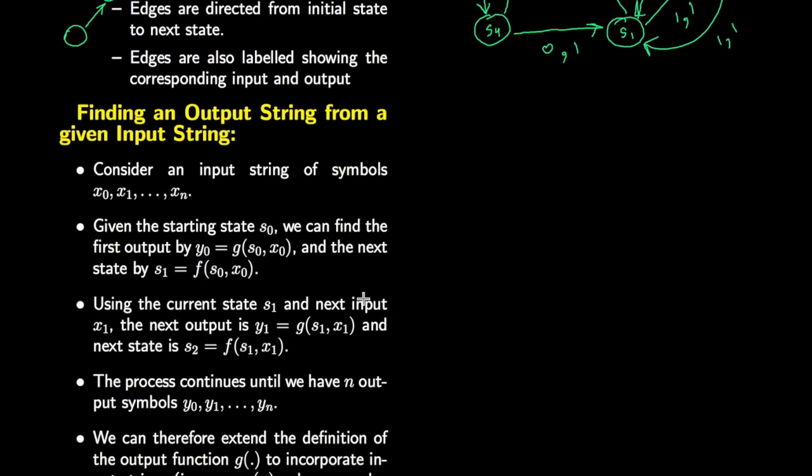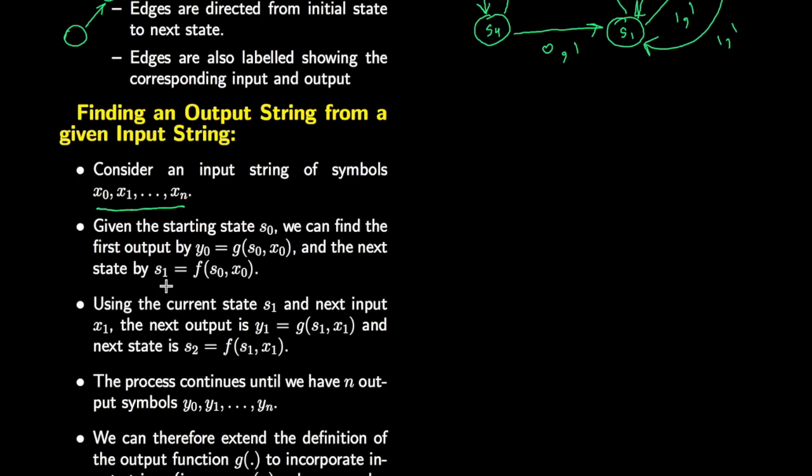Okay. Now let's do some more things. Now we want to find an output string from a given input string. So now we are given, for example, an input string of symbols x0 up to xn. Given the starting state s0, we can find the first output. We have x0, the first input, and the first state, s0. So we can find the first output y0, which is g of s0 and x0.